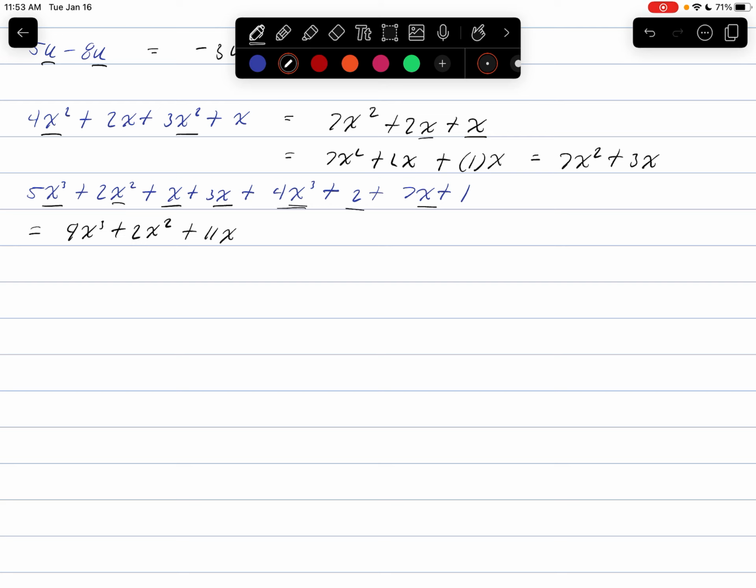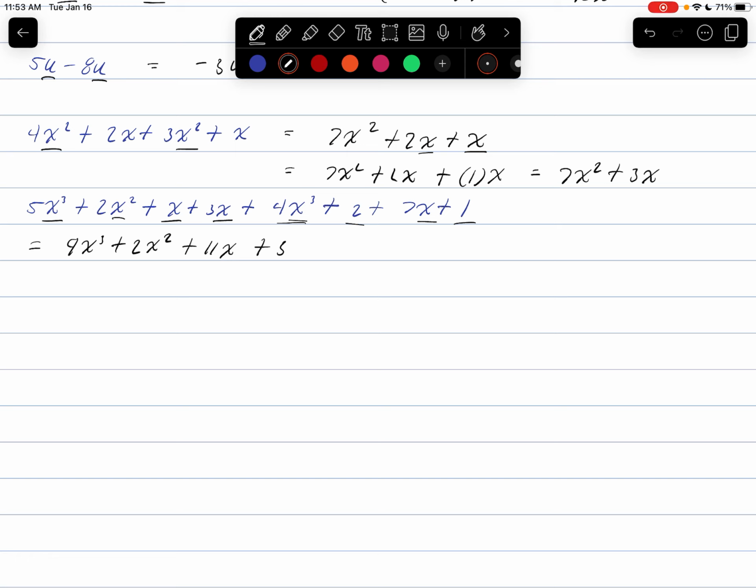So this is our constant term here, so there's no variable part to it. Let's see if there's any other numbers that are like that. We just have the 1 here. So we can combine those together, and we're going to end up with 2 plus 1, which is 3. So this whole thing simplifies to 9x to the third plus 2x squared plus 11x plus 3.